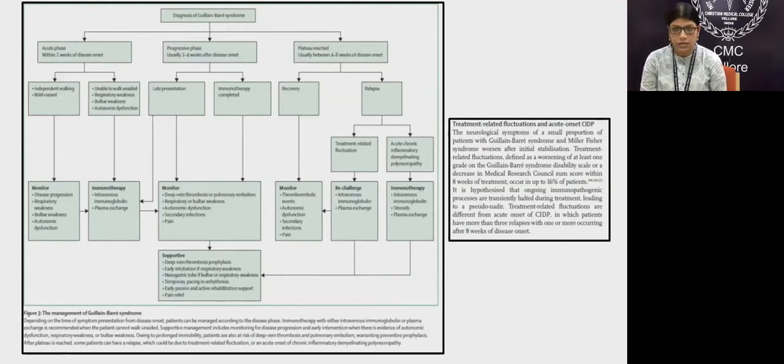Then that is called the treatment related fluctuation, and is often treated with another course of IVIG or a plasma exchange. The other differential to consider at this time, if they have relapsed, is an acute onset CIDP, which is seen in a very small proportion of GBS patients, up to 18%. In that case, in addition to IVIG or plasma exchange, steroids can be given.